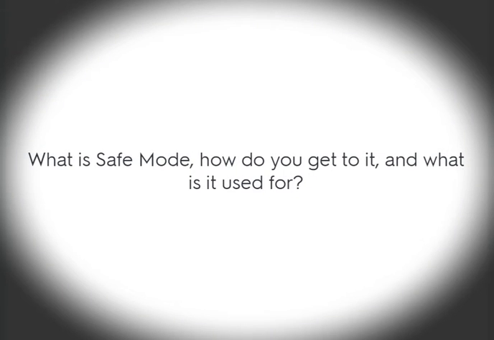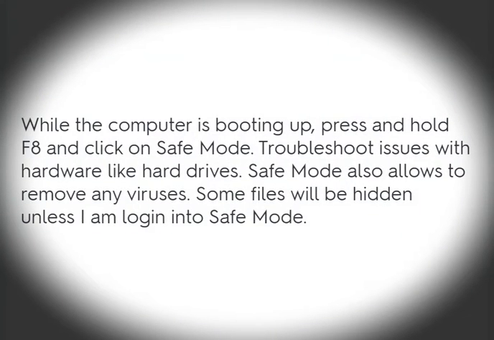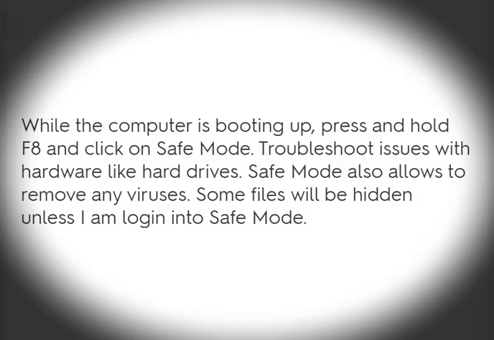What is safe mode? How do you get to it and what is it used for? While the computer is booting up, press and hold F8 and click on Safe Mode. Troubleshoot issues with hardware like hard drives. Safe Mode also allows to remove any viruses. Some files will be hidden unless I am logged into Safe Mode.